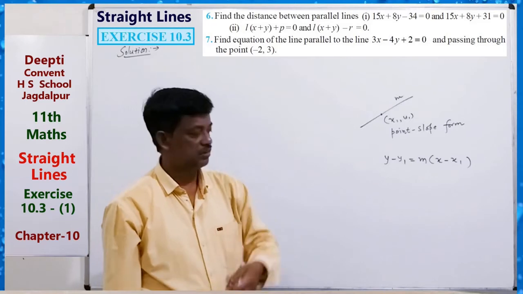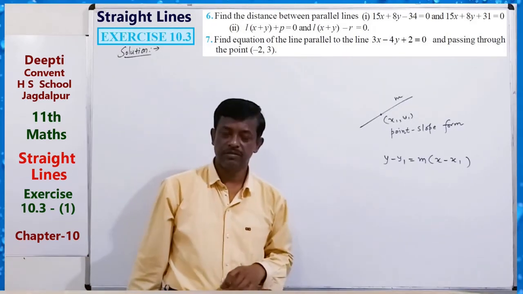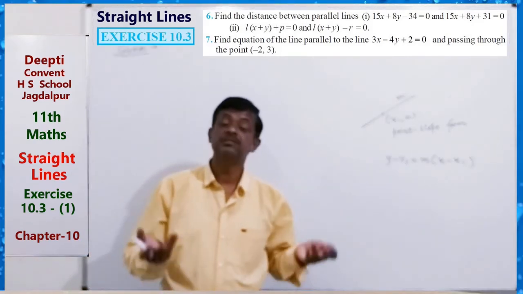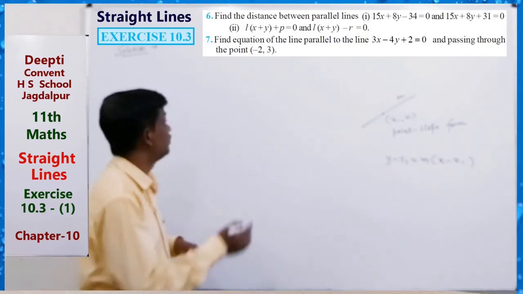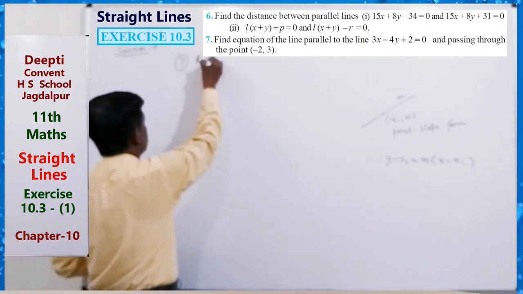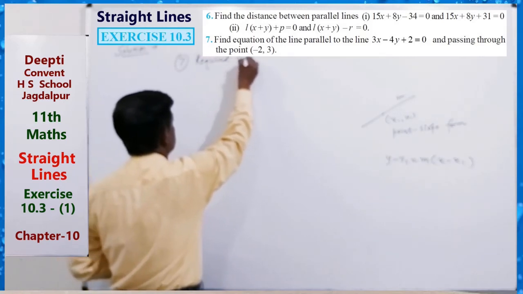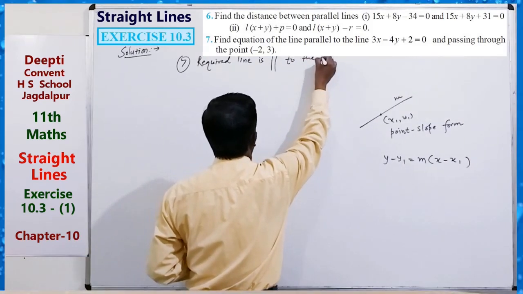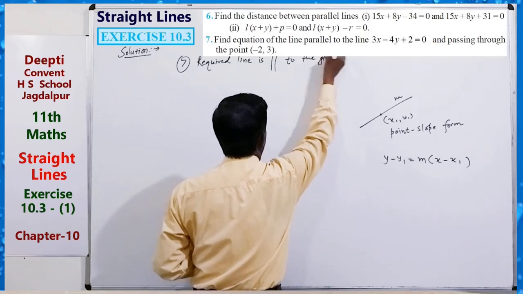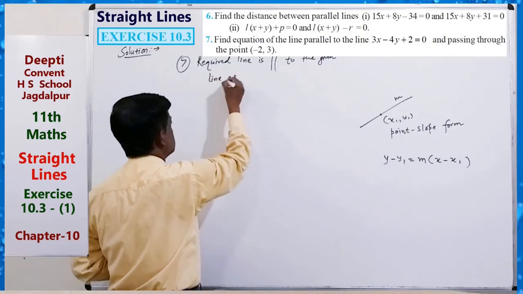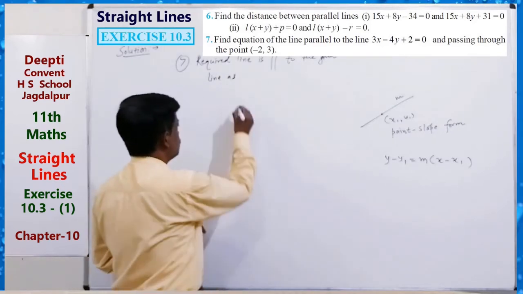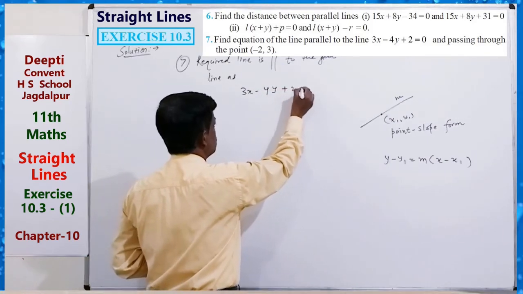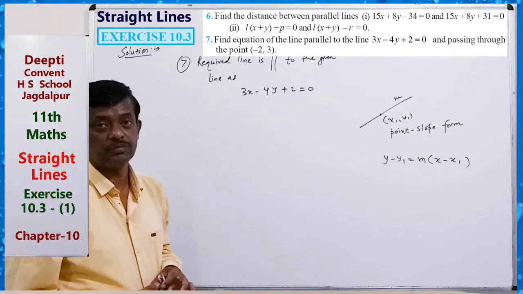So here the point is given: minus 2, 3. And for the slope, we know the parallel line has the same slope. So here, the required line is parallel to the given line 3x minus 4y plus 2 equals to 0. Means our required line is parallel to this.